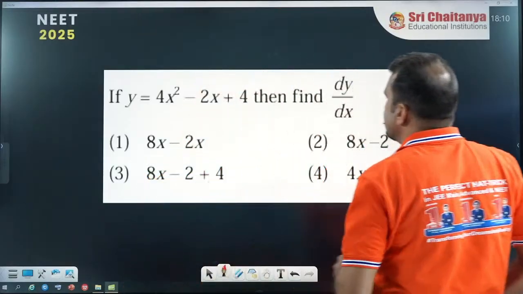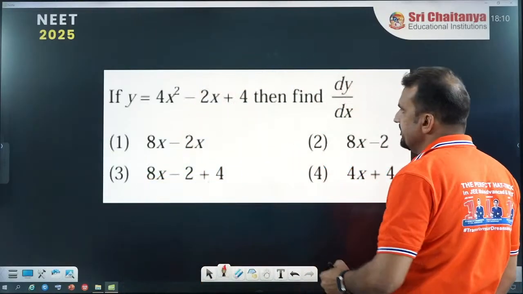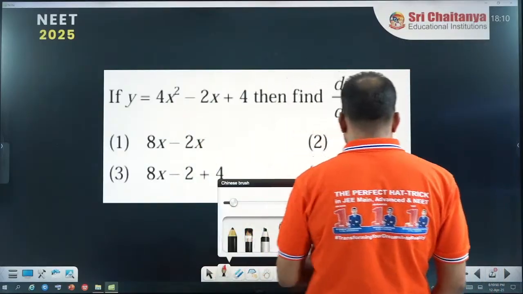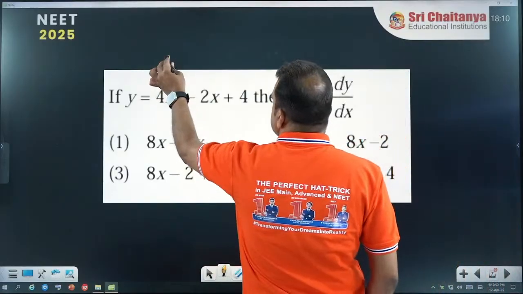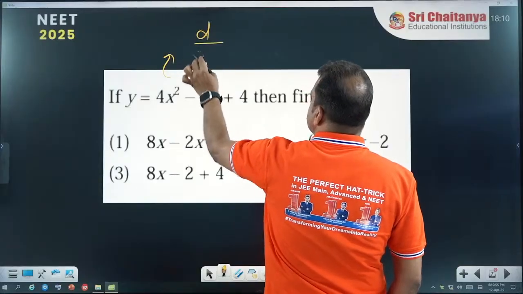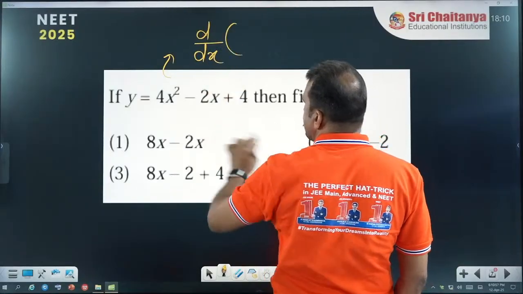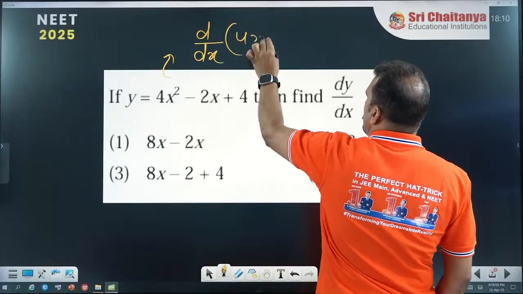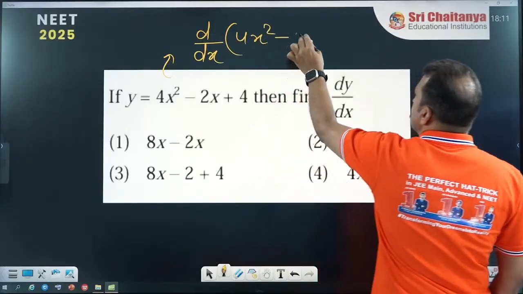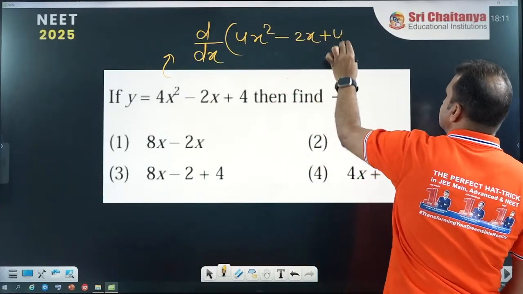Done. What is the answer? Yes, very good. The answer should be how to differentiate this one. When we differentiate this function, this is d over dx of y. What is the value of y? This is equal to 4x square minus 2x plus 4.